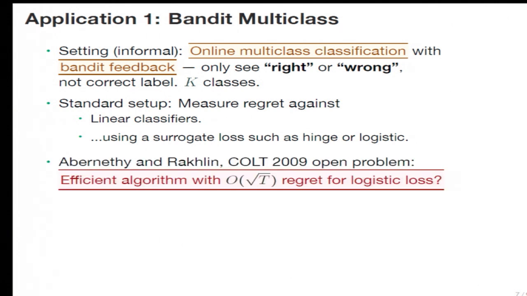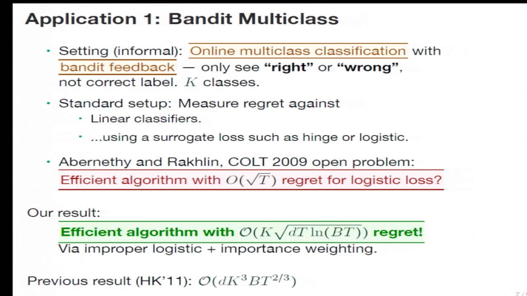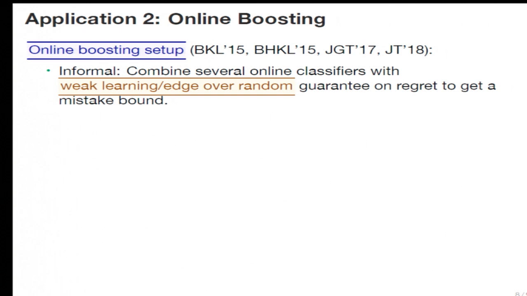The open problem posed by Abernethy and Rakhlin in COLT 2009 is: does there exist an efficient algorithm with root t regret for this setting under the logistic loss? Our result is that yes, there is. The way you do this is, in some sense, just take the improper logistic regression algorithm I already suggested and do importance weighting to handle the fact that you have partial information. So it's pretty simple.